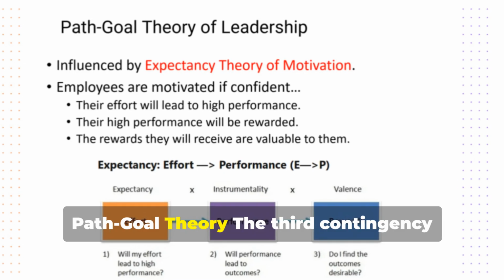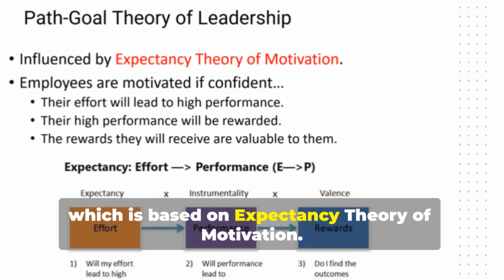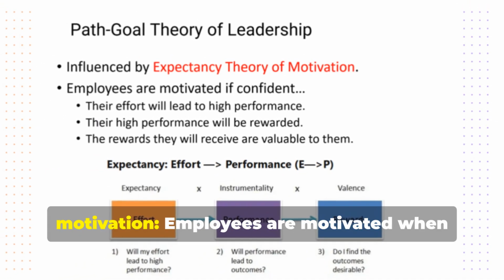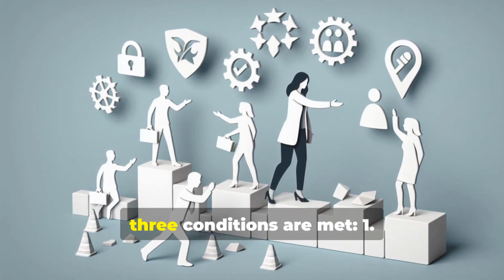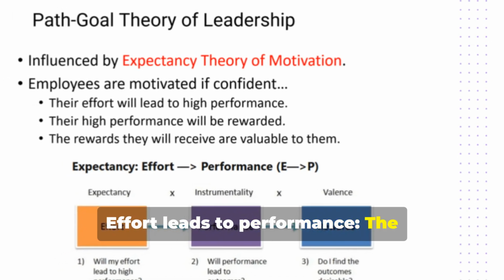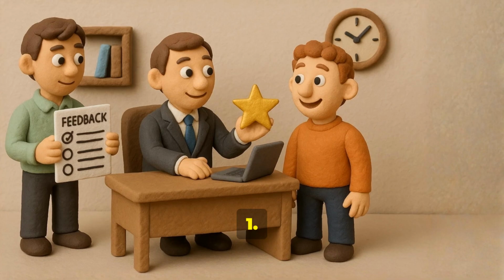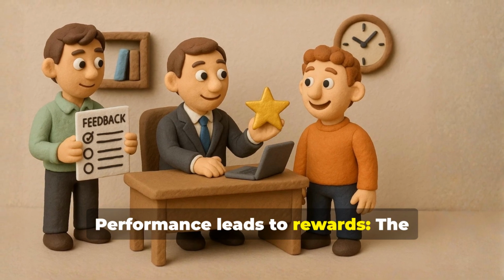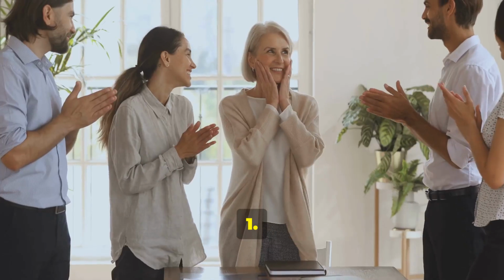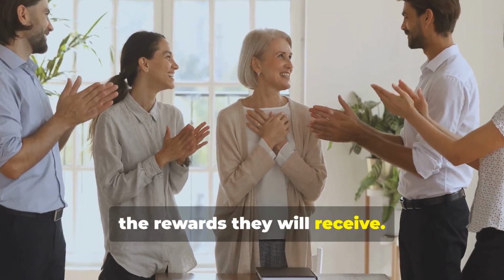Path-goal theory. The third contingency theory is path-goal theory, which is based on expectancy theory of motivation. To understand it, we need to review some basics of motivation. Employees are motivated when 3 conditions are met. 1. Effort leads to performance. The employee believes that trying hard will result in successful performance. 2. Performance leads to rewards. The employee believes that successful performance will be rewarded. 3. Rewards are valued. The employee values the rewards they will receive.